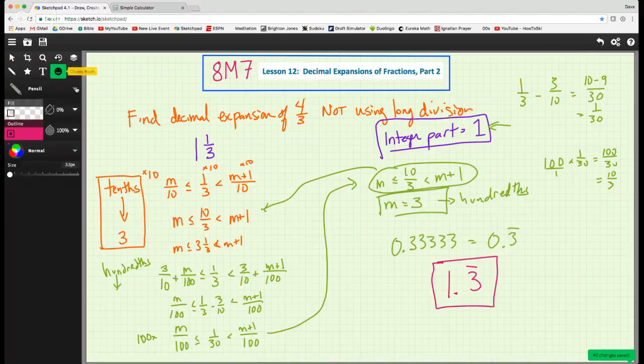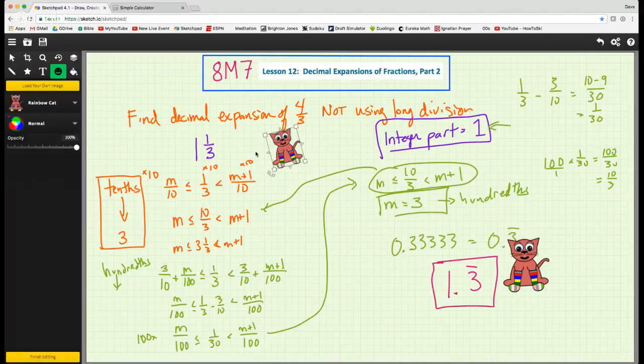I know this is a little bit tricky, a little bit wordy, but it's the method that we're learning in class today, and it teaches conceptually how you can go about finding each digit. And again, we haven't done any long division. We've just done basic, simple integer division, the first decimal, and then we keep going. So that's kind of cool. That's worthy of a happy cat.